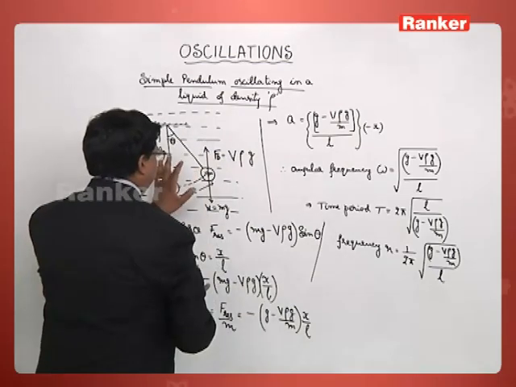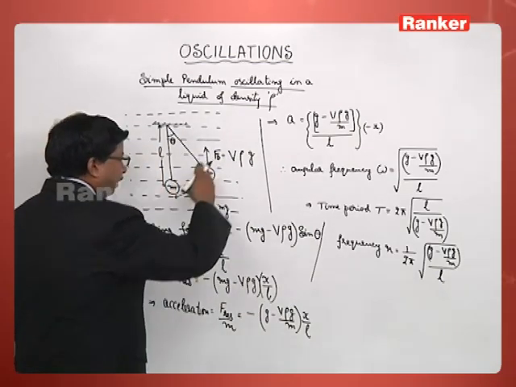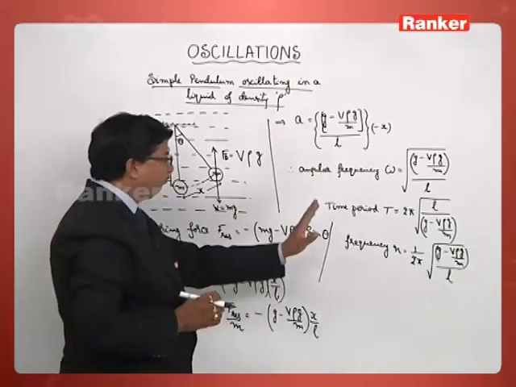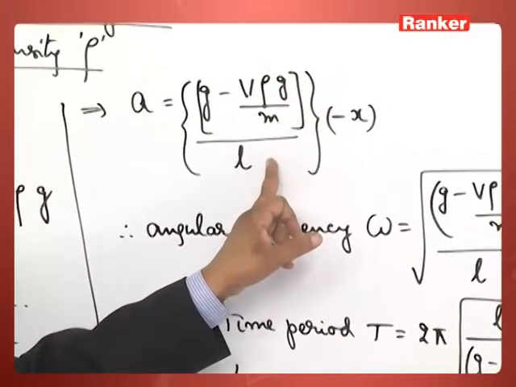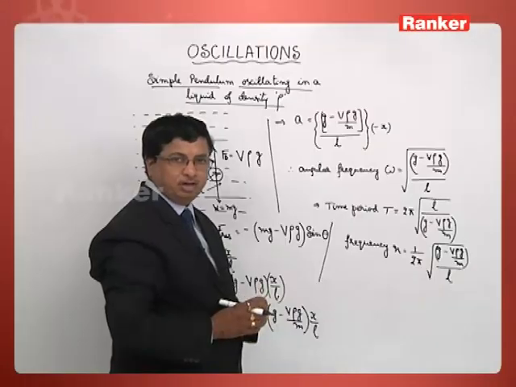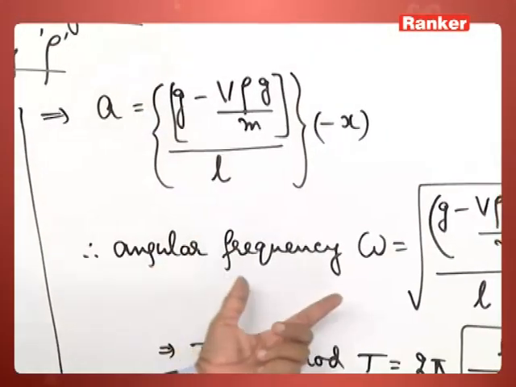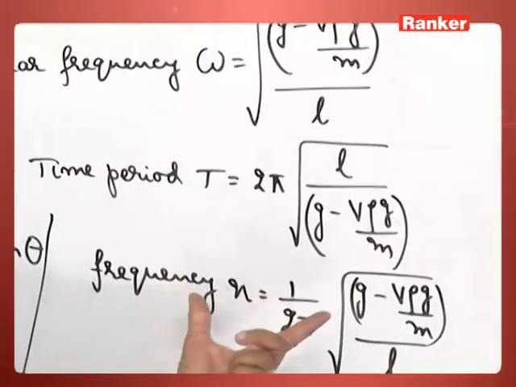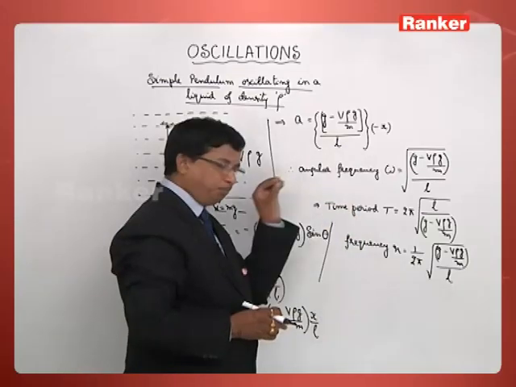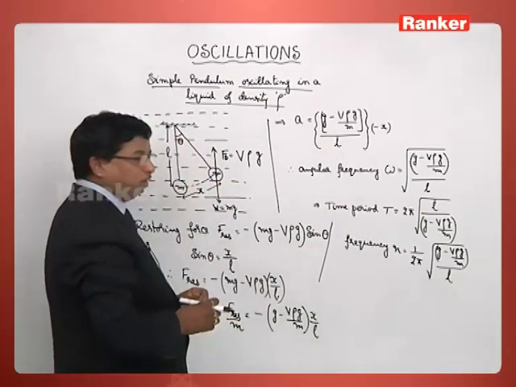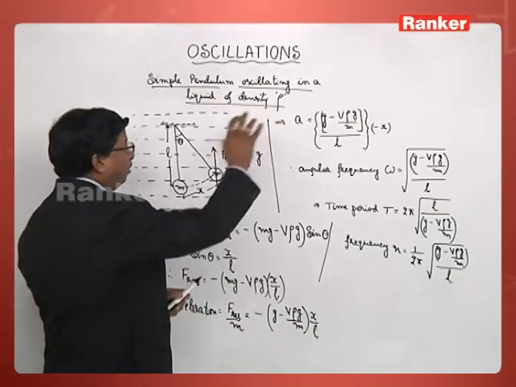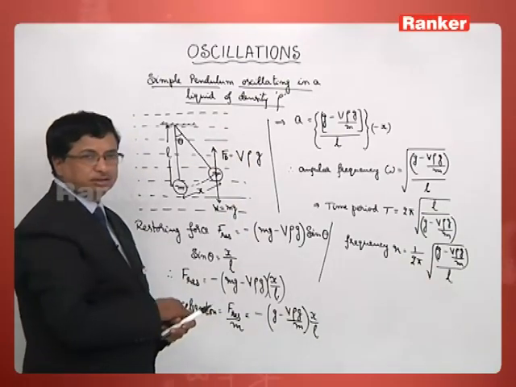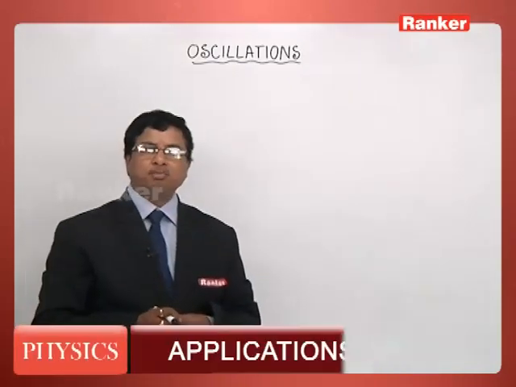So when a pendulum is made to oscillate inside a liquid of density rho, first and foremost this equation tells us the oscillations are simple harmonic. And second, looking at that equation, one can write a formula for angular frequency, for time period and for linear frequency of that pendulum which is oscillating inside the liquid. So this is another example of simple harmonic motion. Let us take another example for simple harmonic motion.